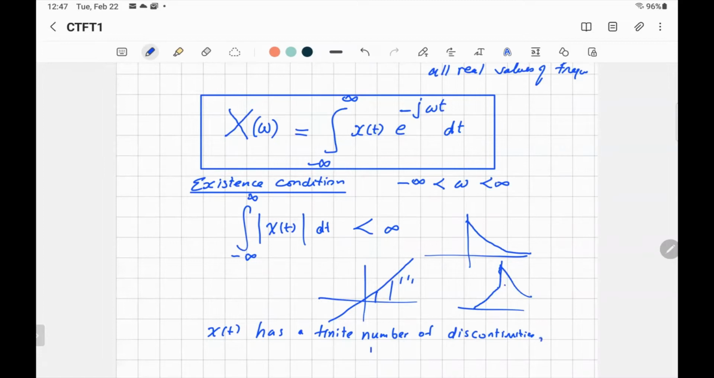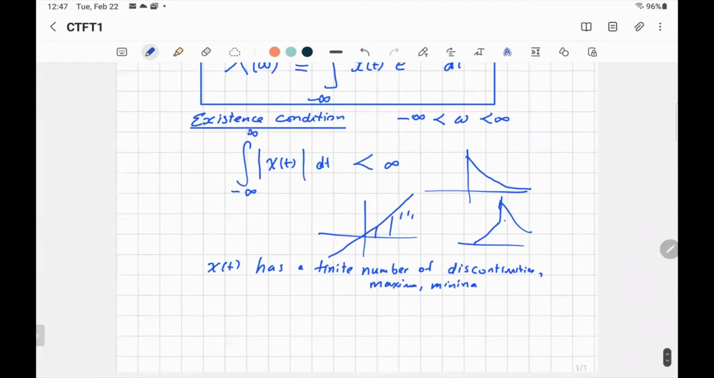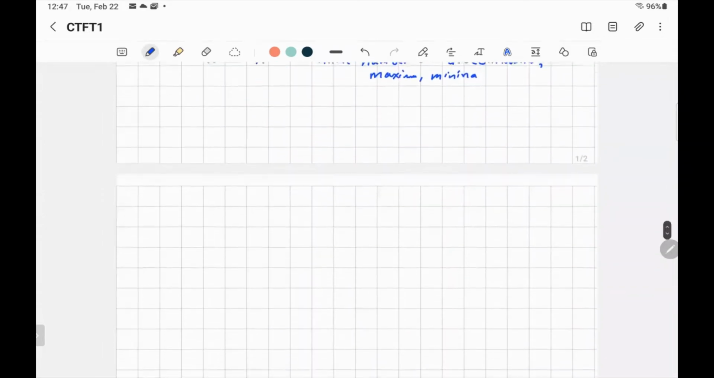And it also has limited maxima and minima. There are some points with peak values and minimum values, but they are limited. And you have to have the integration finite. These are the conditions for finding the Fourier transform.